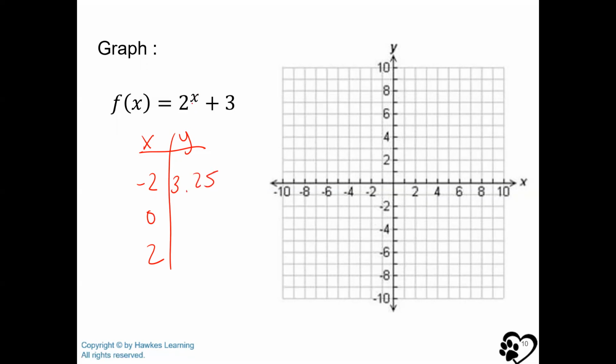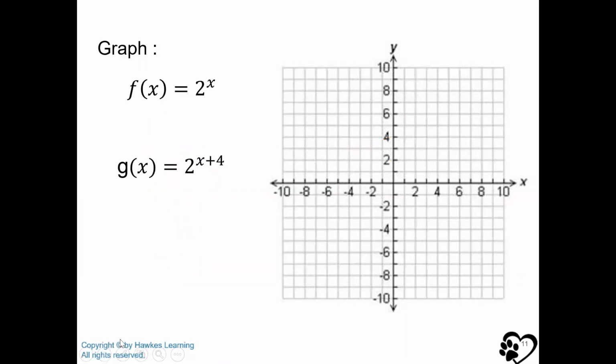So when x is 0, anything to the 0 power is 1, and 1 plus 3 is 4. And then 2 squared is 4, and 4 plus 3 is 7. So -2, 3.25, 0, 4, and 2, 7. So basically, that's what we got. All righty. Do we have another one on this page?